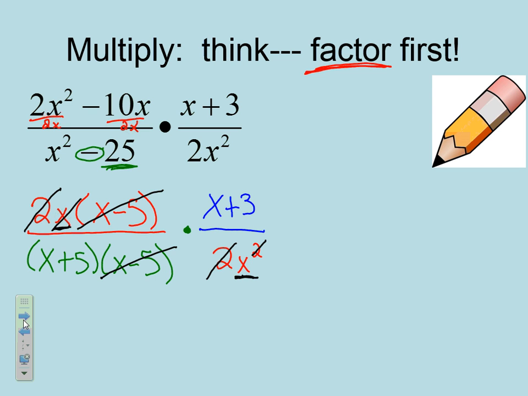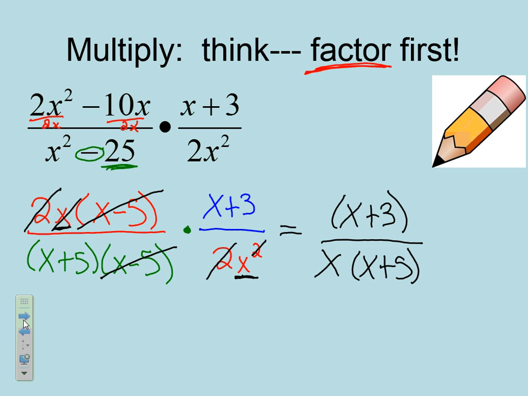Now we're going to write what we have left. I have an x plus 3, and on the bottom I have an x and an x plus 5. Now we can check here, x plus 3 and x plus 5 are different, so we are done here. This has now been simplified. Alright, moving on to example number 2.